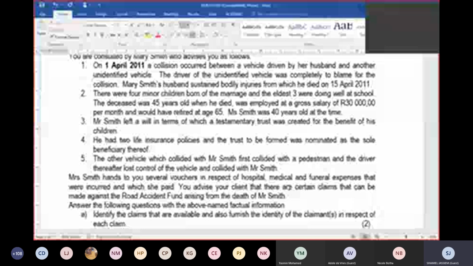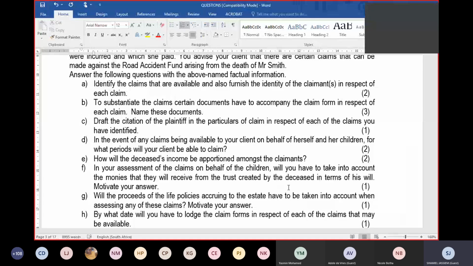A. Identify the claims that are available and also furnish the identity of the claimants in respect of each claim. Now, to save time, I'm going to mention it to you. There's a claim for loss of support on behalf of Mrs. Smith as well as her children.